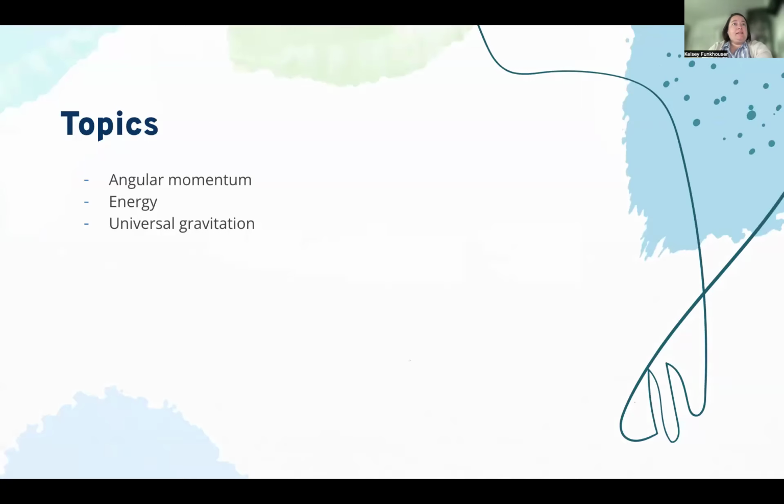So the main topics for the quiz, and also this part of the quarter, are angular momentum, energy, and universal gravitation. I'm just going to quickly go through these slides. Again, these slides are mainly for you to reference, and then I have some examples I'm going to do at the end.